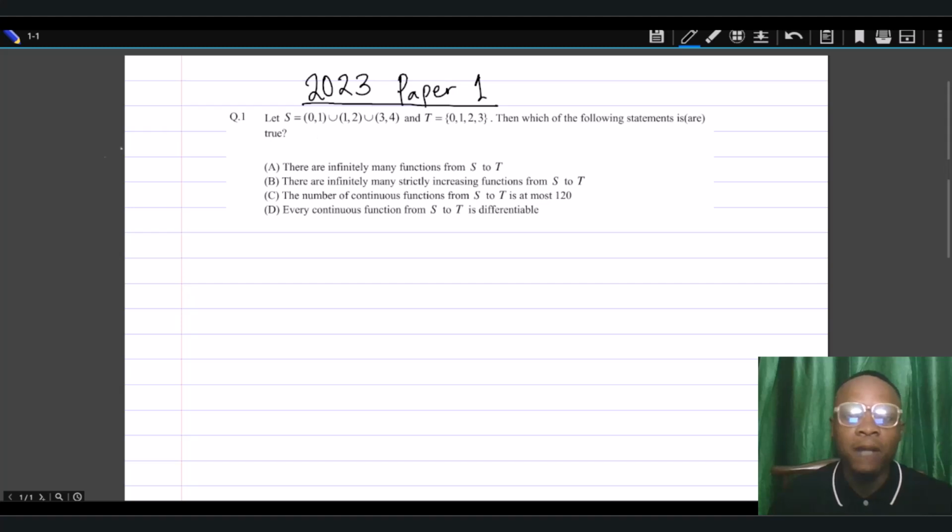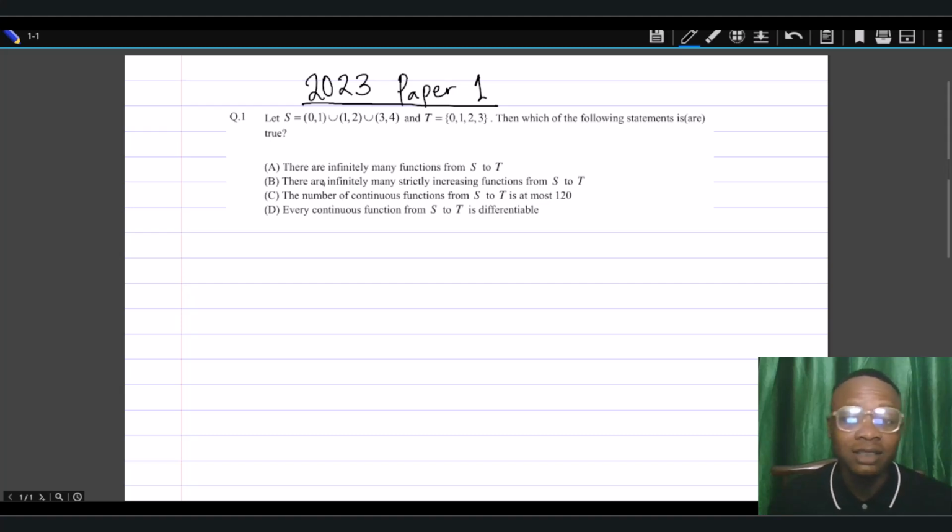So let's get on this question right away. It says, let S be equal to this set (0, 1) union (1, 2) union (3, 4), and T be equal to {0, 1, 2, 3}. Now, which of the following statements is or are true?